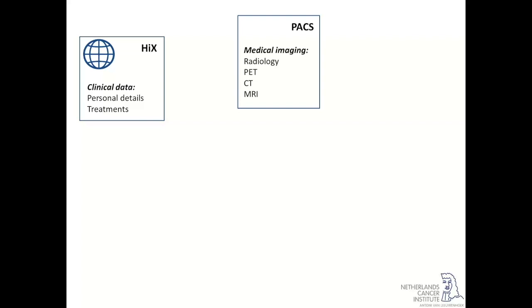During the time this patient was treated at the Antoni van Leeuwenhoek, a lot of data was gathered and is now saved in different databases. Clinical data, such as personal details and detailed information about treatments, is saved in the electronic health record, HiX. Medical images, such as radiology images and CT scans, are saved in the picture archiving system.